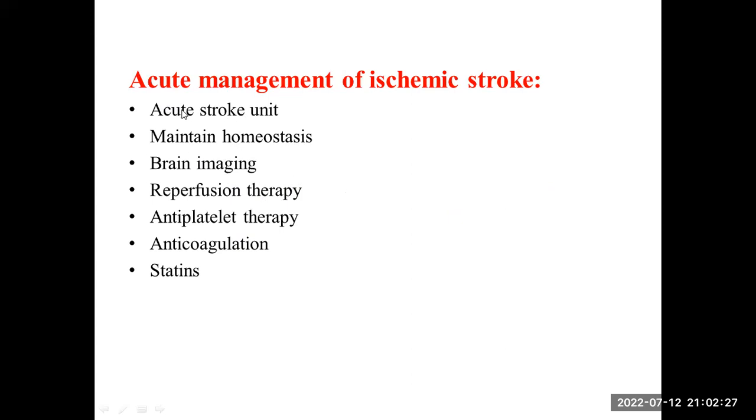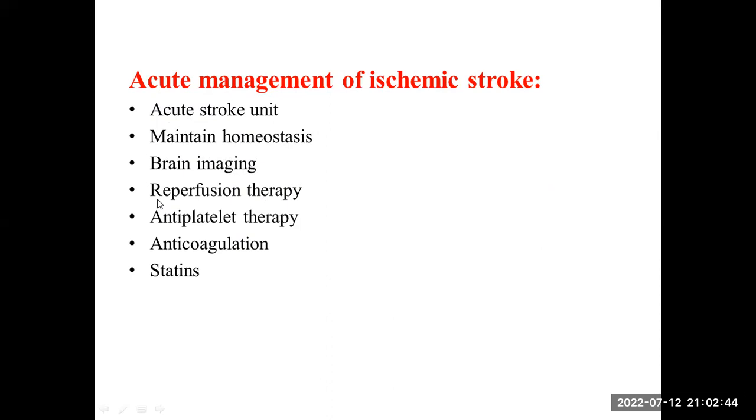But initially, you should manage the patient as acute stroke. You should consider acute stroke unit admission. You should maintain homeostasis regardless of whether it's ischemic or hemorrhagic stroke. Non-contrast brain CT is the emergency, the initial imaging which should be done.